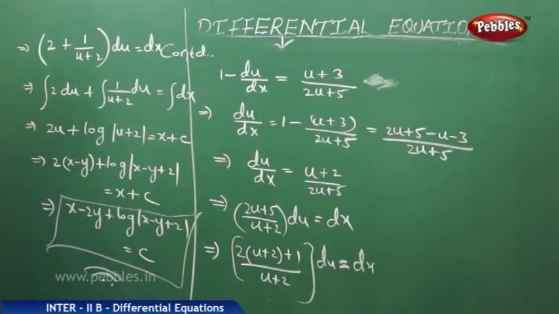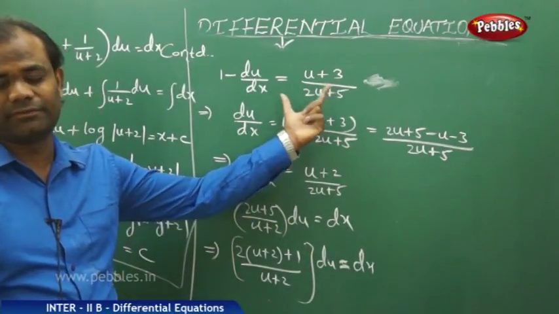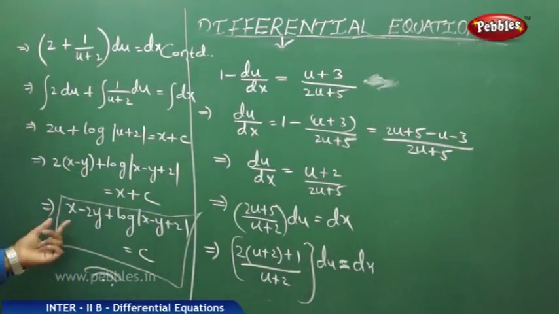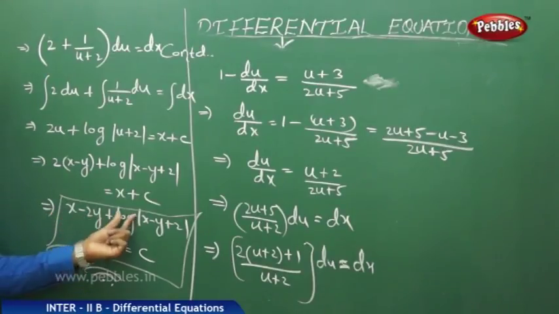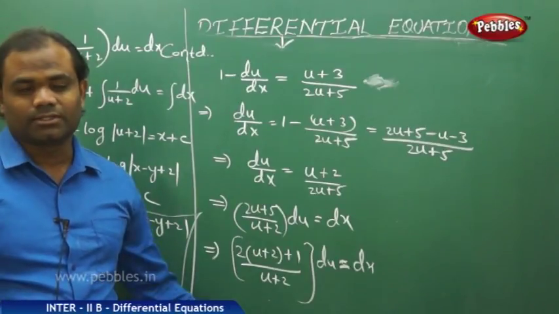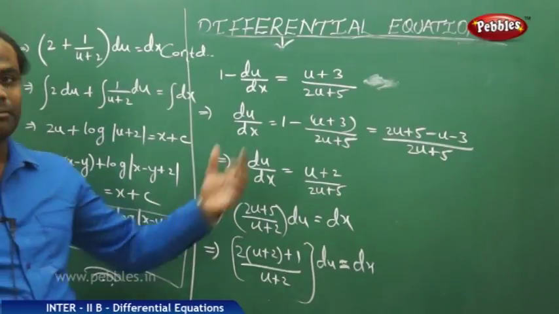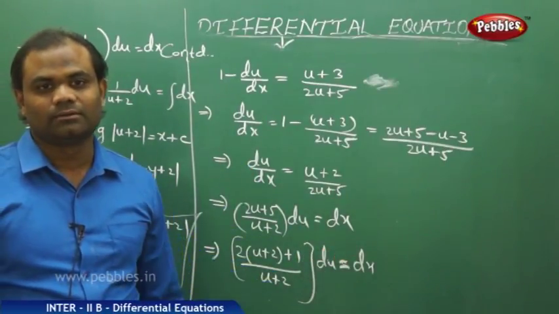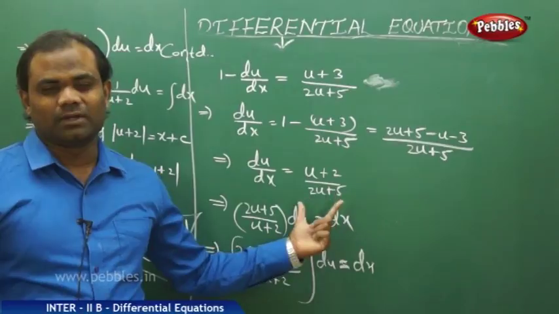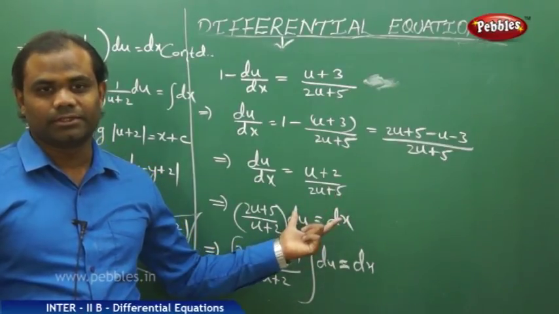Therefore, the solution of the given non-homogeneous differential equation is given by x minus 2y plus log mod x minus y plus 2 equals c, where c is an arbitrary constant, using the variable separation method of case 1. So this is the case 1 of solving non-homogeneous differential equation.